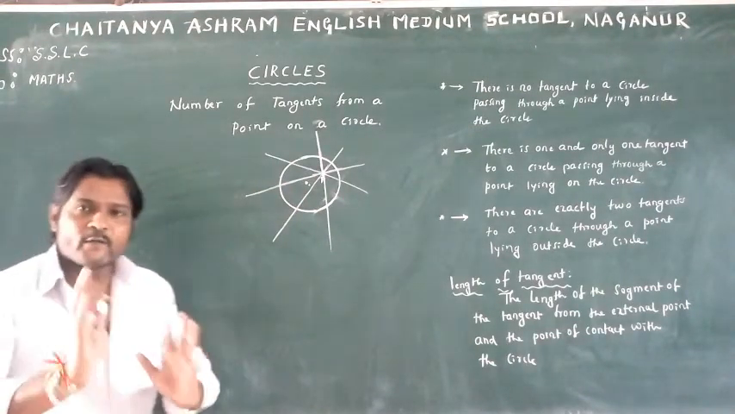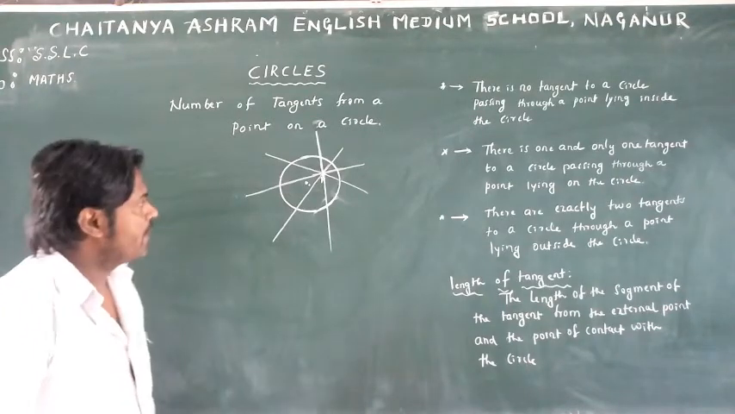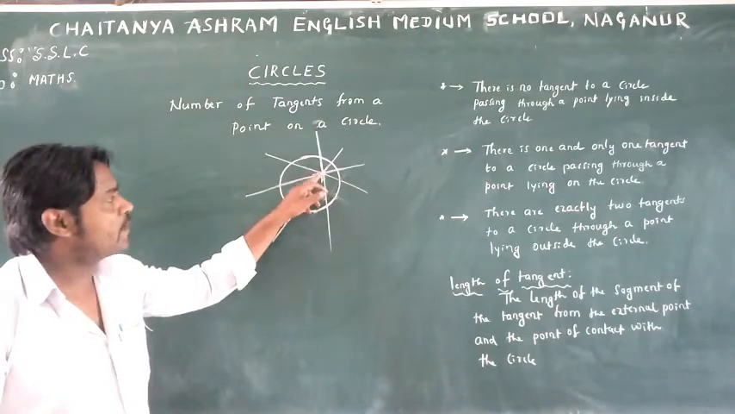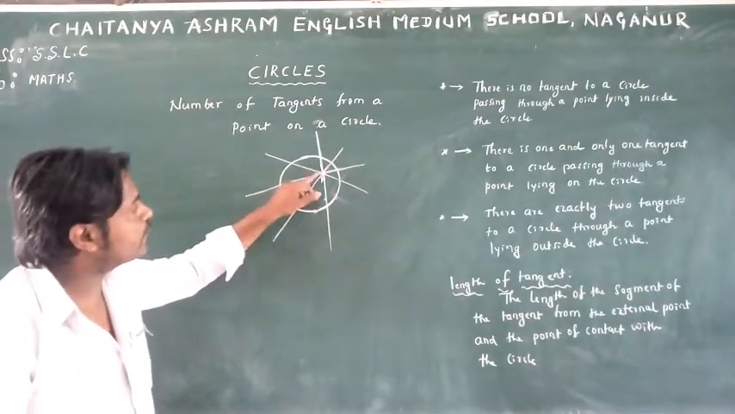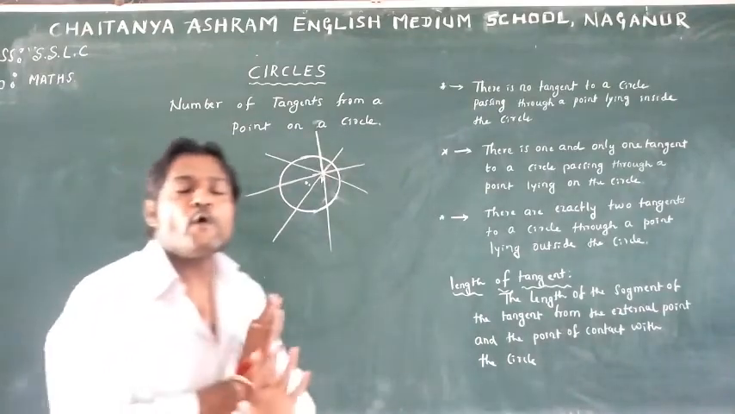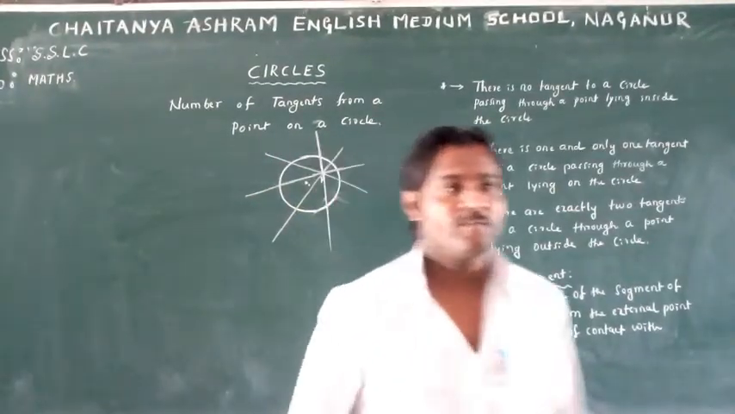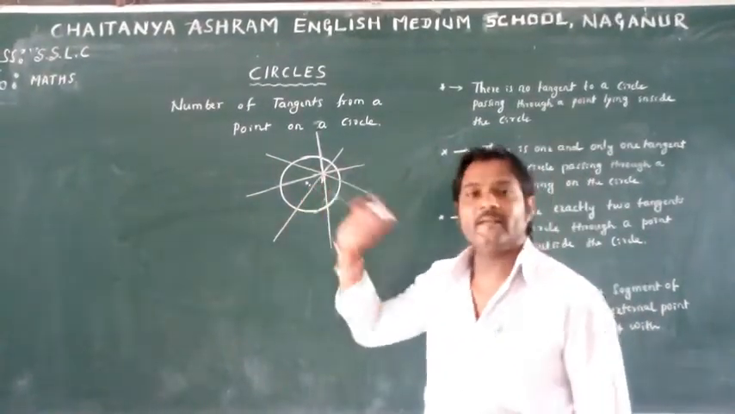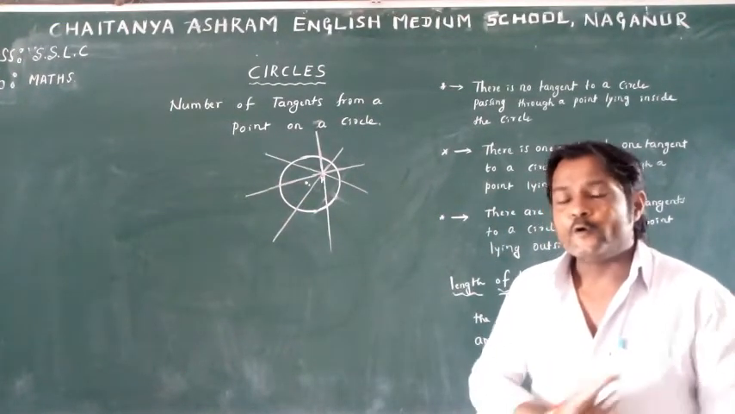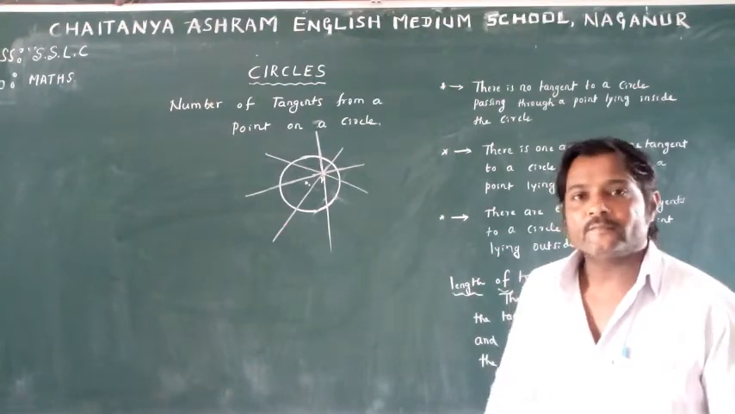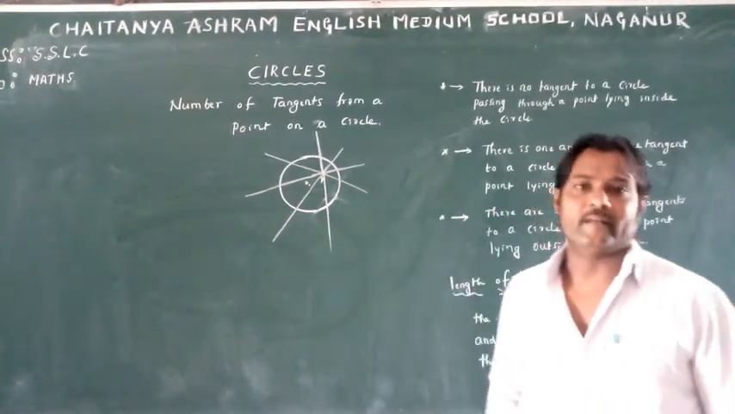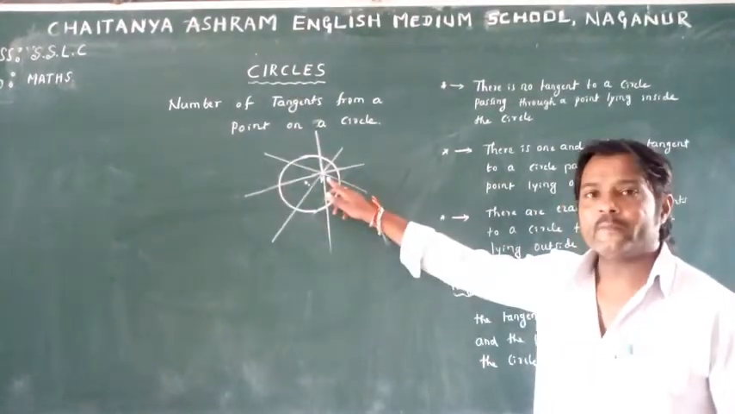So what is your conclusion? If a point lies inside a circle, how many tangents can we draw through that point to this circle? No tangent can be drawn if a point lies inside the circle. Clear? No tangent can be drawn through a point lying inside the circle.